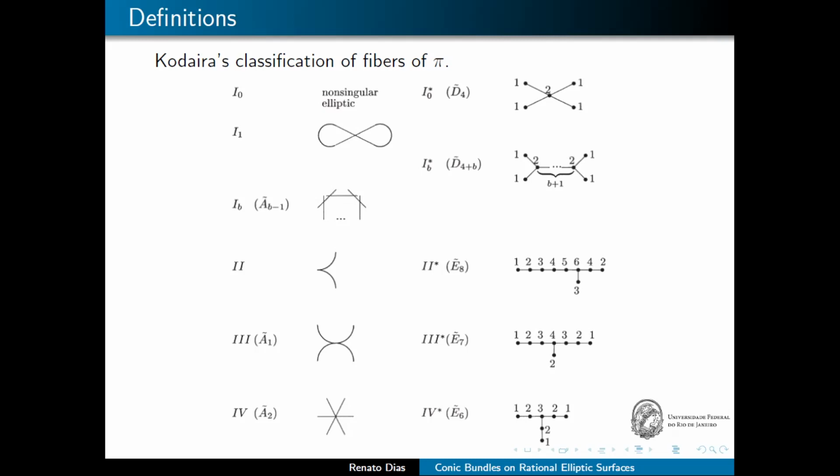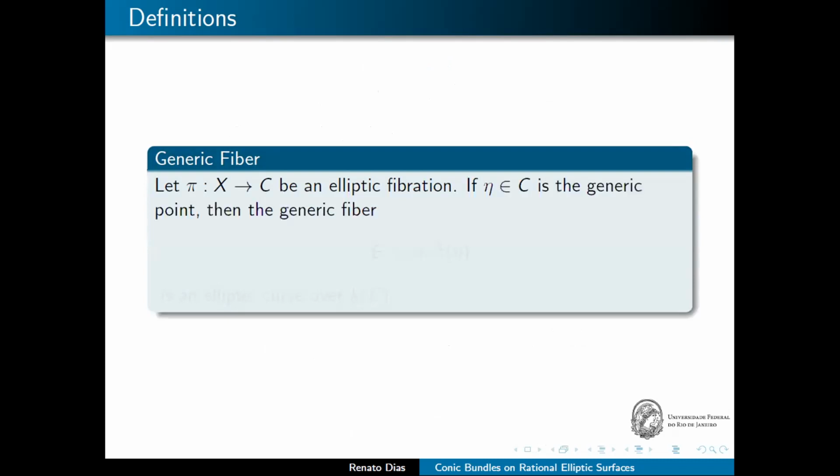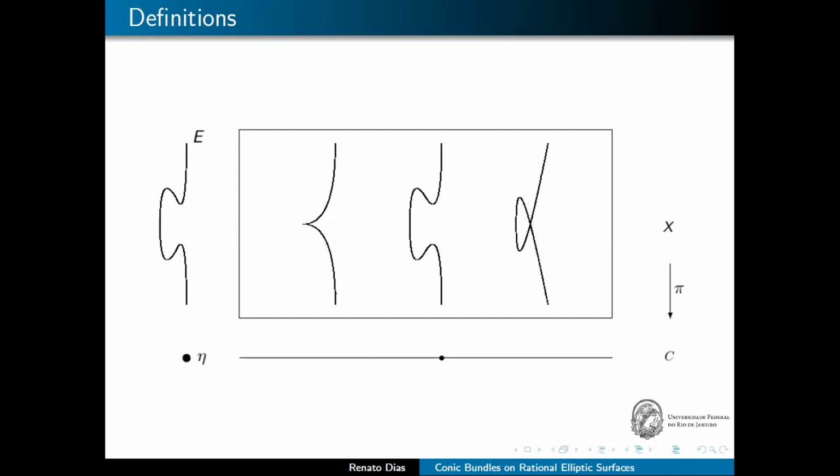And yes, so I'm also going to talk about the generic fiber, which is important. We have taken an elliptic fibration. We take the generic point on C, and the generic fiber is this, and this is an elliptic curve over K(C). So it's an elliptic curve over the function field of C. So this is another representation here. Here's the generic point and the generic fiber here.